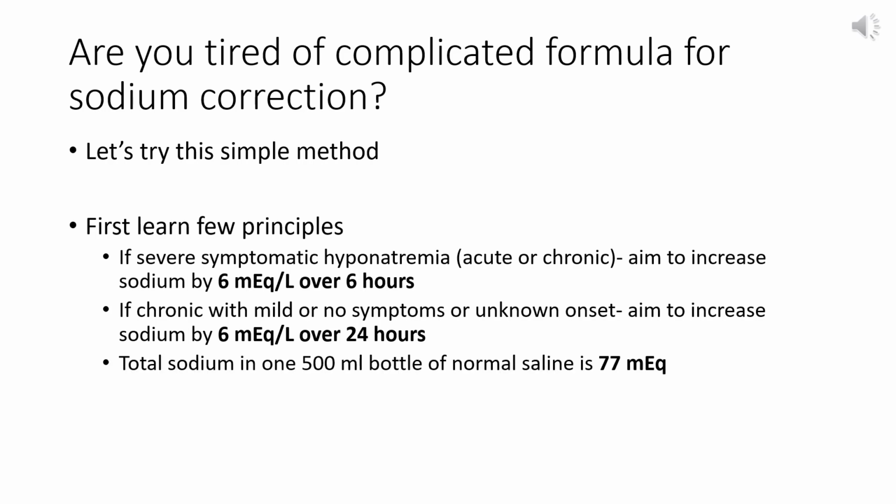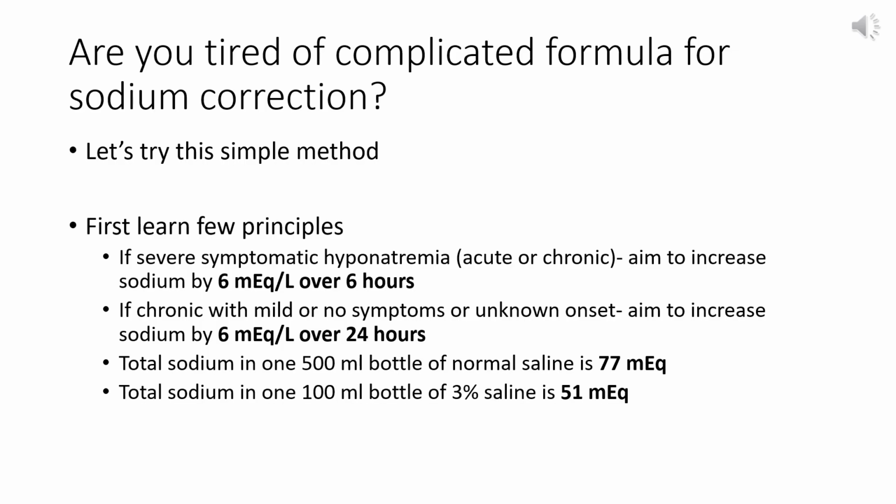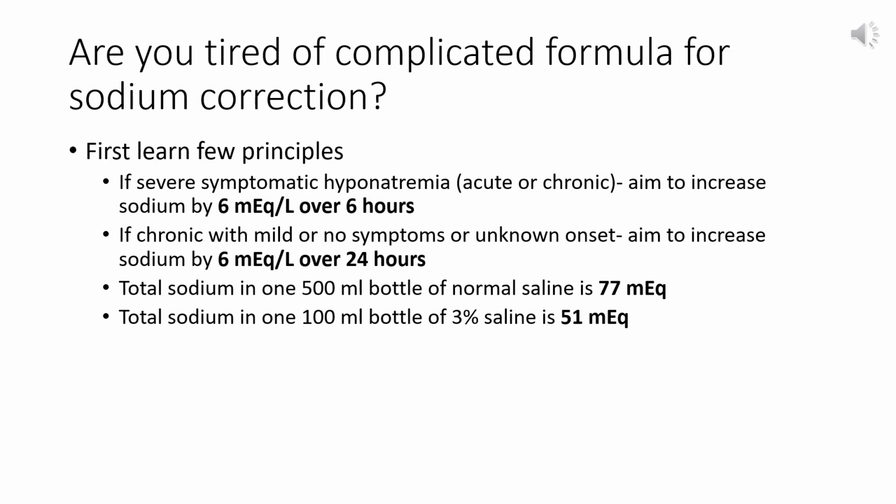Now note that total amount of sodium present in one 500 milliliter bottle of normal saline is 77 milliequivalents, and total amount of sodium present in 100 milliliter bottle of 3% saline is 51 milliequivalents. Now there are two simple steps to find out how to increase sodium level.